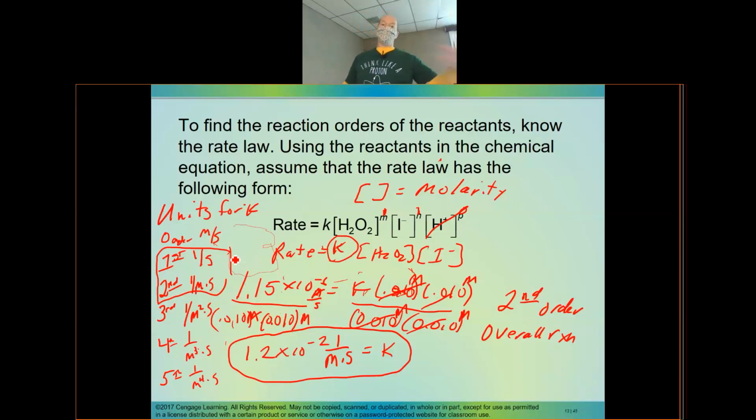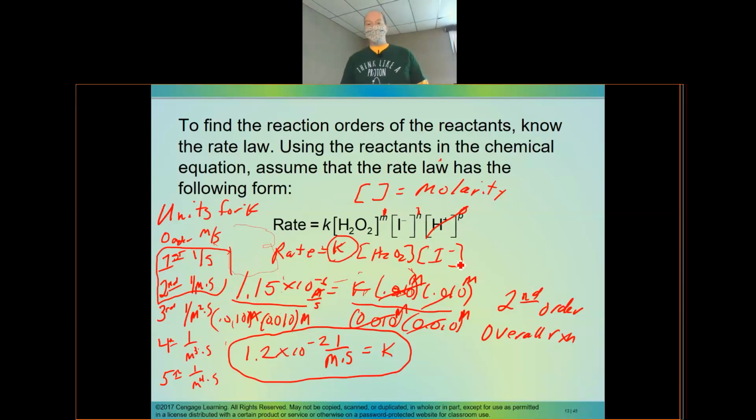So if K is given and it says K is 1.2 times 10 to the minus 2, 1 over molarity times seconds, what you can say immediately is it's a second order reaction. You know the order of the reaction if they give you the units for K.